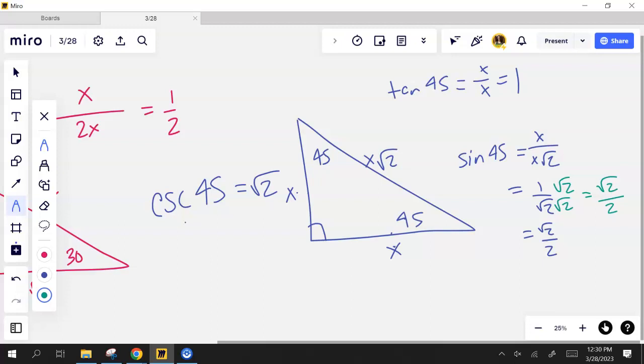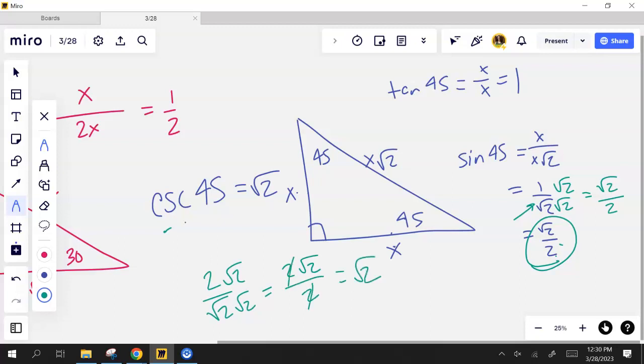In cosecant. Because cosecant is the flip. So if you flip this, right? I didn't flip this one, I flipped this one because it was easier. But if I flip this one, I would have 2 over square root of 2. If I multiplied by square root of 2 on top and bottom, I get 2 square root of 2 over 2. That cancels and it leaves me square root of 2. Okay, sorry, I was getting confused on what you were talking about.